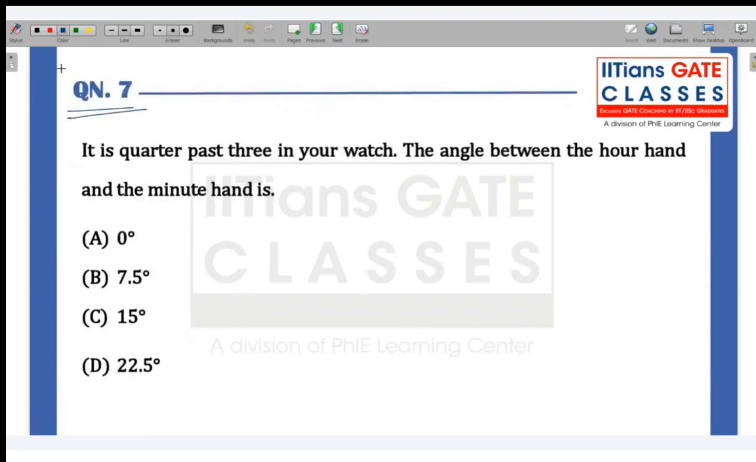This question is from analytical aptitude, and the topic is clock. This topic is very, very important. Remember, the clock. I think everybody knows the analog clock. Nowadays many people prefer digital clocks, but analog is still analog. The question was there in 2020.